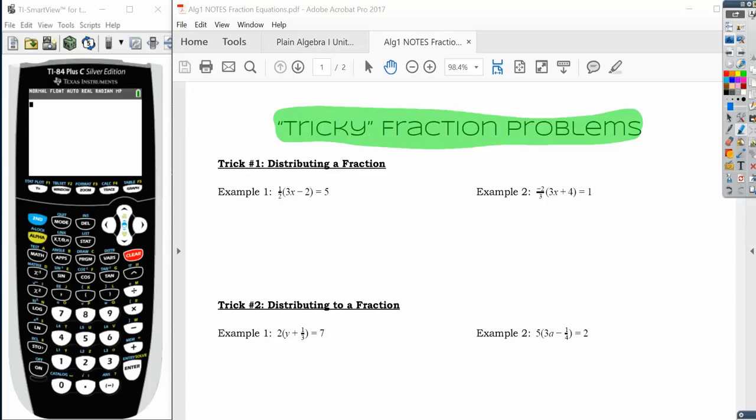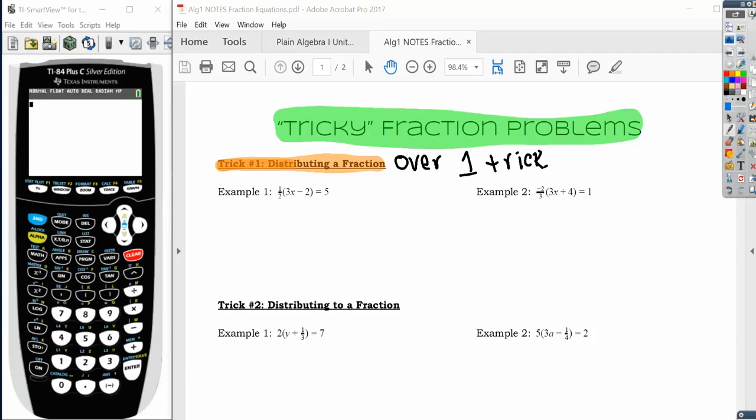So I have three different types of tricky problems. The first tricky problem is when I have to distribute a fraction. So remember when I'm solving equations, I always want to distribute before I get rid of fractions. When I have to distribute a fraction, if you look, I would have to distribute 1/2 to both of those things, and I don't want to have to do that. So how I prevent this from happening is I do what's called the over 1 trick.